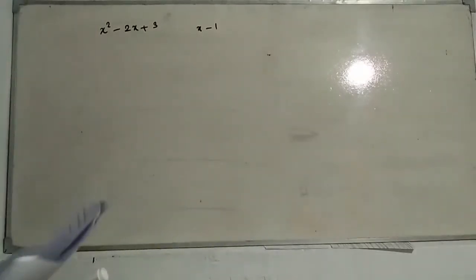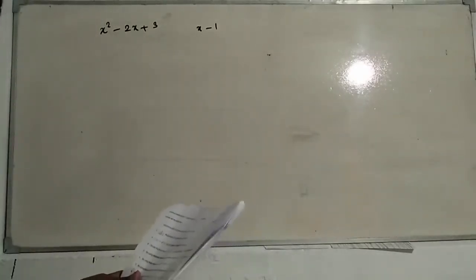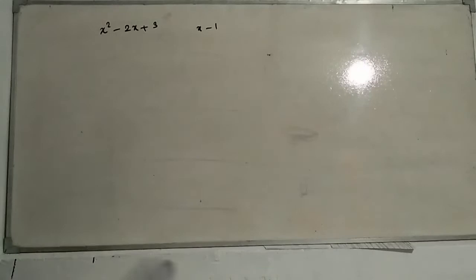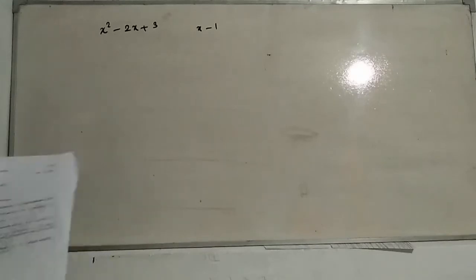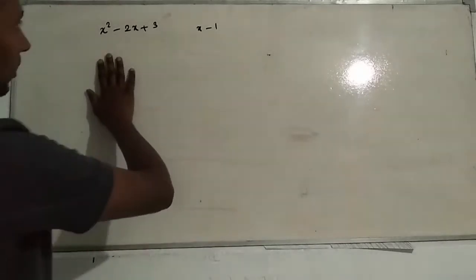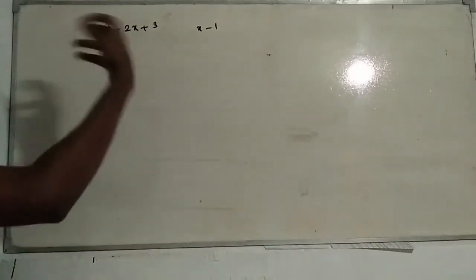Right, okay, let's move on to the next question. In the next question also we have to find the remainder and quotient, but this time we have to use the division algorithm to find the quotient and remainder of this problem. We have been given this polynomial, and we have been asked what the quotient and remainder are when this polynomial is divided by this polynomial.